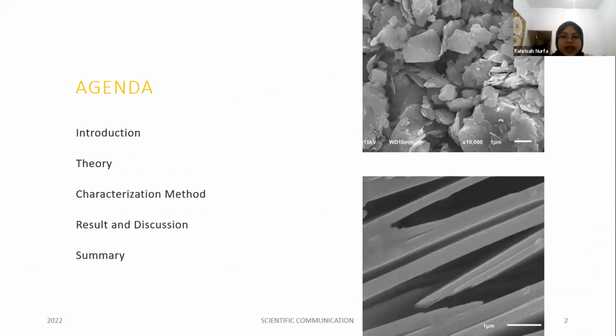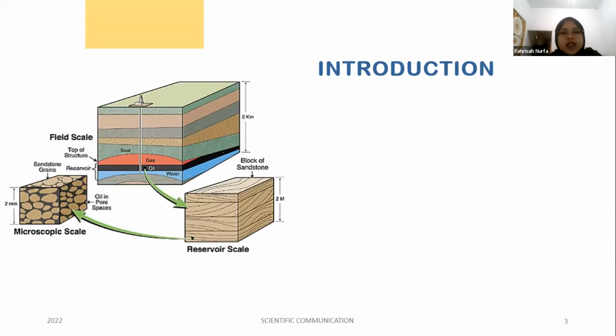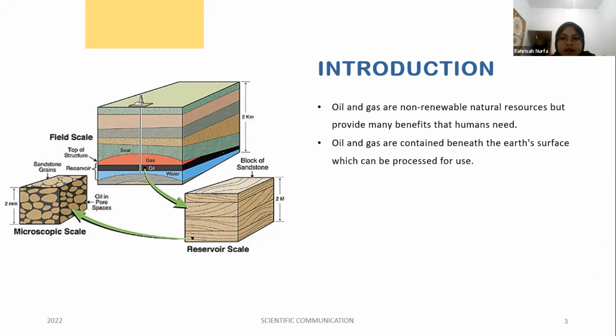For today's agenda, I will only discuss the interaction, theory, and the characterization method. The first is the introduction. In human life, oil and gas are a non-renewable natural resource. This natural resource provides many benefits that humans need in their daily activities.